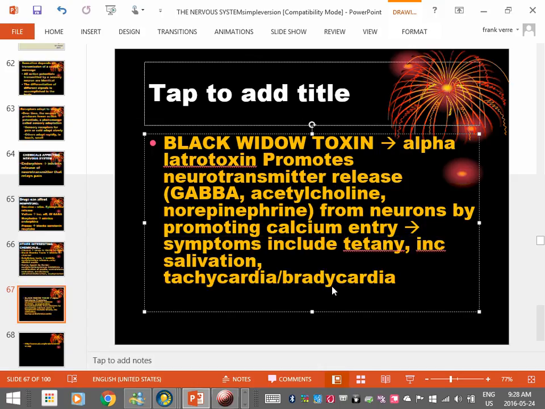Now you'll notice down here, we have tachycardia and bradycardia. Now, do you guys know what that refers to? If a patient has tachycardia, you know what that means? It means the heart rate is too high. And bradycardia is the opposite of that. How can you have both? How's that possible? How could a patient with black widow toxin poisoning have maybe, some people might have bradycardia, some people may have tachycardia? That doesn't sound normal. That sounds kind of weird.